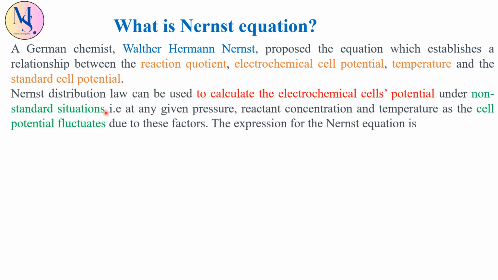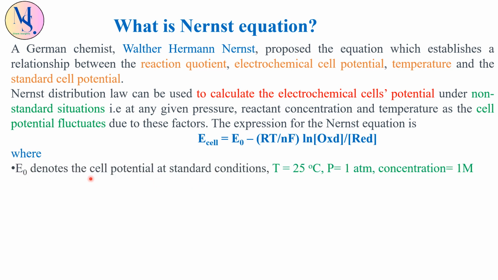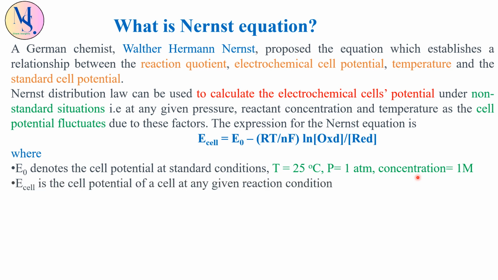So the Nernst equation can be used to calculate the electrochemical cell's potential under known conditions of pressure, reactant concentration, and temperature, because the cell potential fluctuates with these factors. Here is a general expression for the Nernst equation, where E naught is the cell potential at standard conditions, that is temperature 25 degrees centigrade, pressure 1 atmosphere, and concentration of reacting species 1 molar. E cell is basically the cell potential at any given condition of pressure, temperature, and concentration.